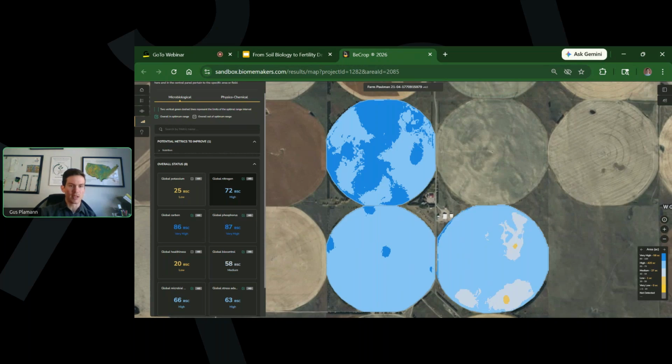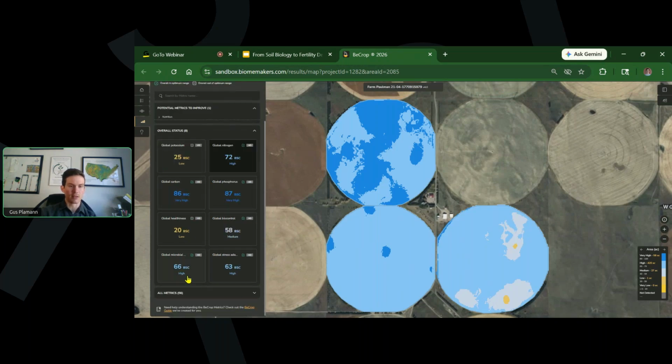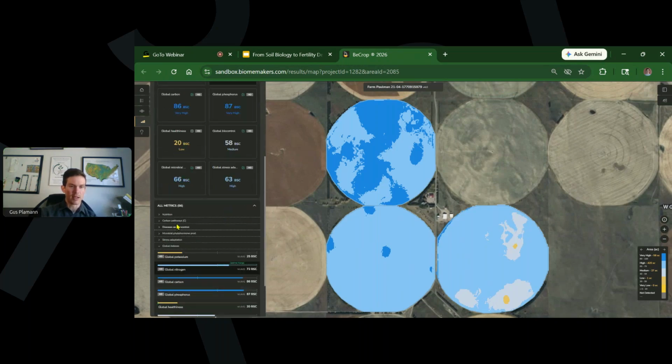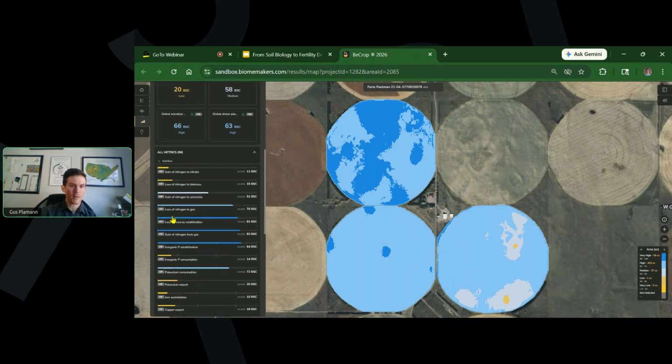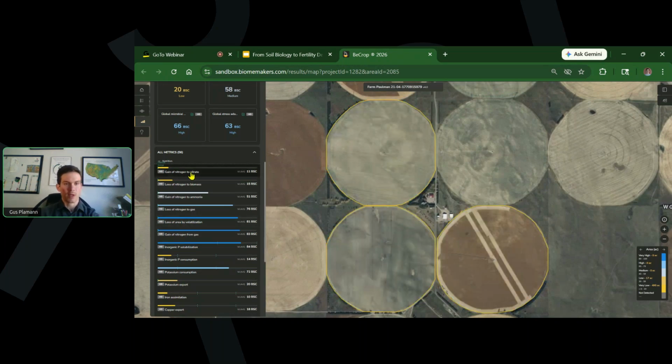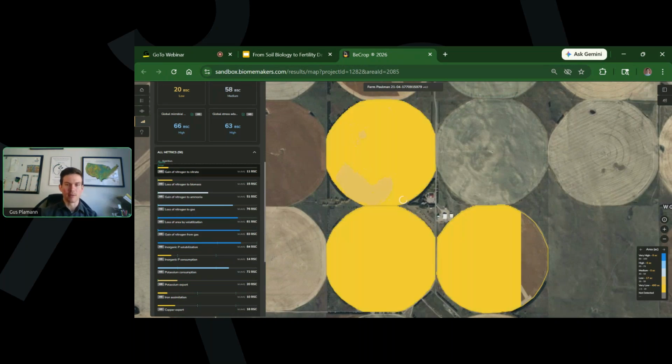But then, of course, to get down into specifics, we go down to the all metrics section and click on nutrition here. And this is where we really dive into the specific roles microbes play in each of these nutrient cycling categories. Really, these are kind of what fits into some of those global nutrient cycling indexes. So just from top to bottom, gain of nitrogen to nitrate. This is, again, the nitrifying microbes, sort of those intermediate steps.